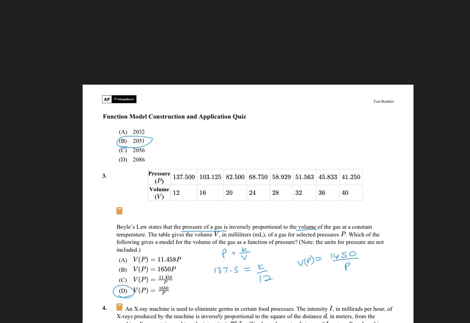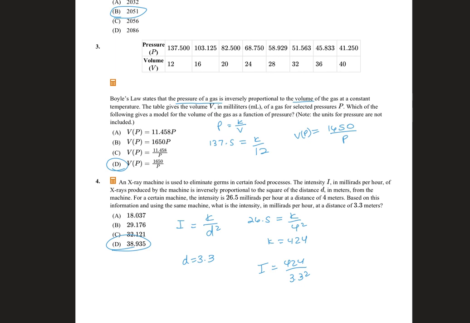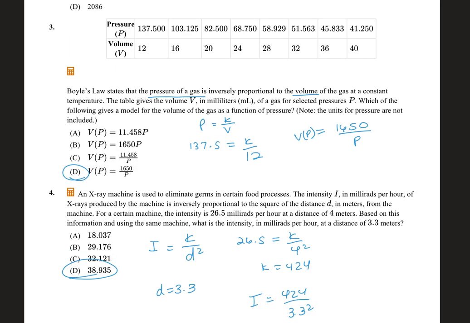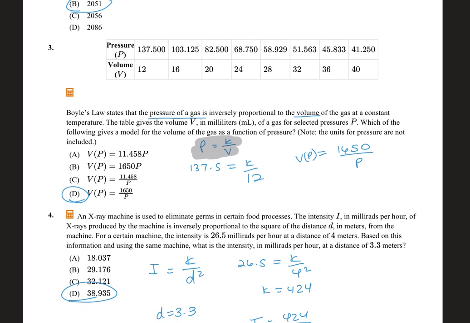Can you go back to number 1? It says the law states the pressure of a gas is inversely related to the volume of the gas at a constant temperature, so that's where this came from. The table gives the volume V in milliliters of gas for selected pressures. Which of the following is a model for the volume of gas as a function of pressure? I just picked the first one.